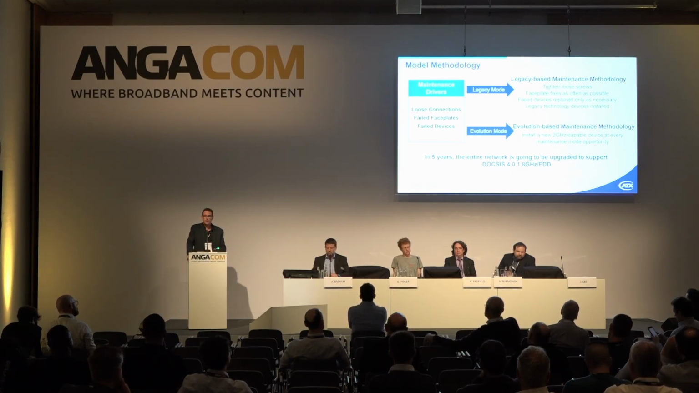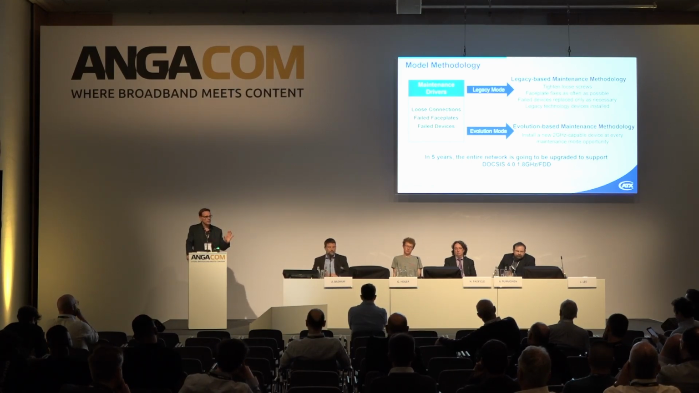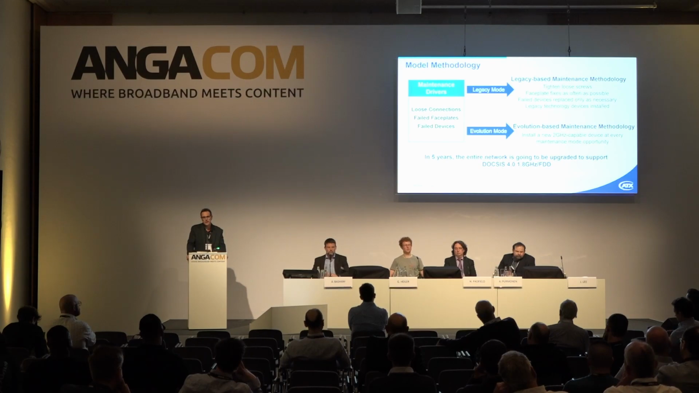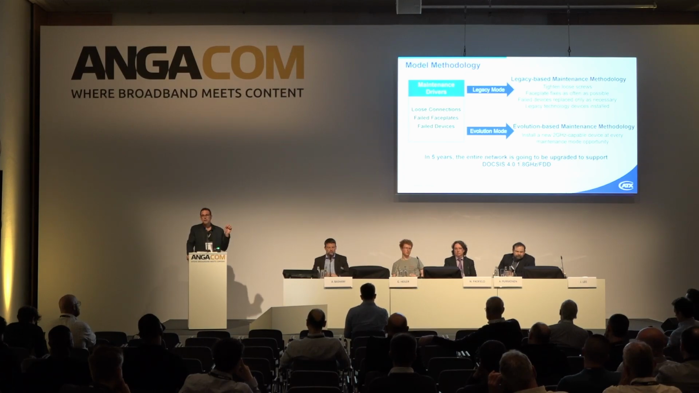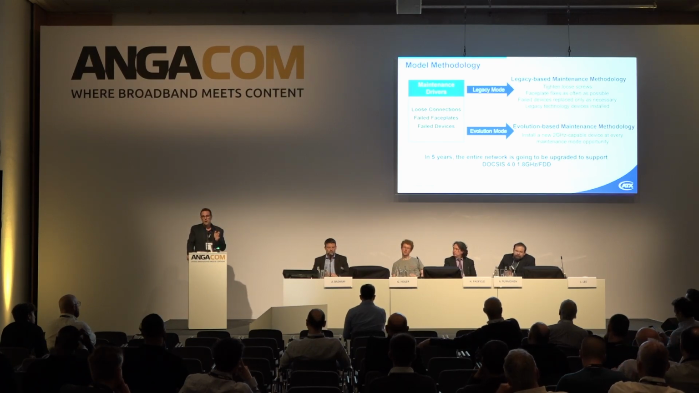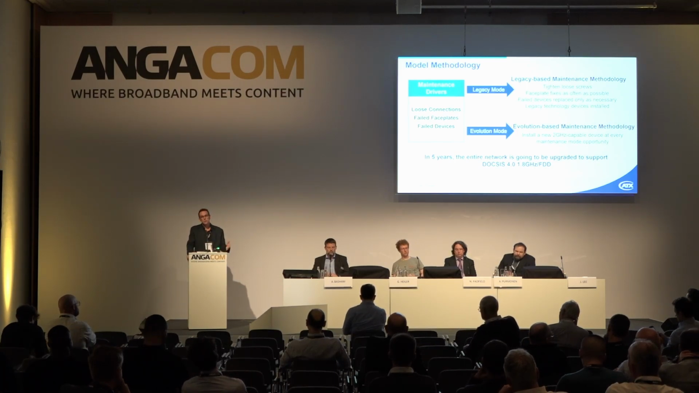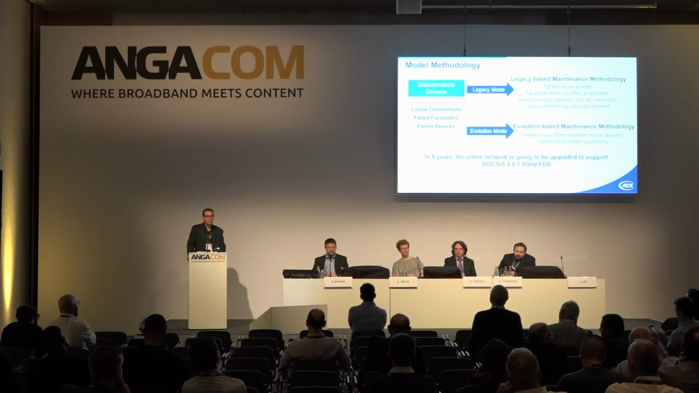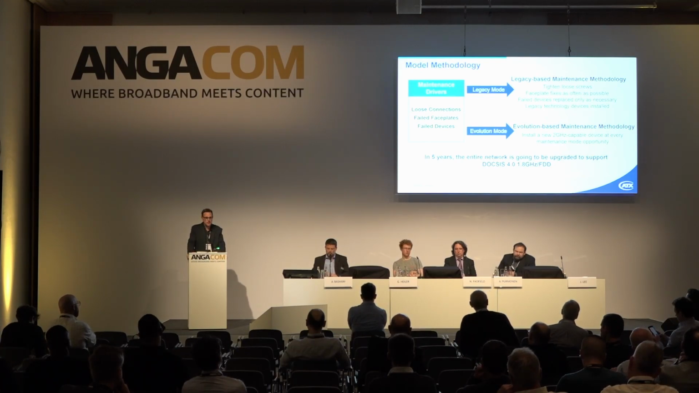From an evolutionary standpoint, what we modeled was every time a technician rolled up to a maintenance issue, whether it was with a tap or a passive, that device would automatically be removed from the network, and the entire device would be replaced with a 2 gigahertz capable tap or passive. The model that we generated was over a 5-year time horizon. So at year 5, the concept was that the entire taps and passives portion of the network would be upgraded with 2 gigahertz capable devices so that the entire network could support DOCSIS 4.0 1.8 gigahertz to its fullest extent.